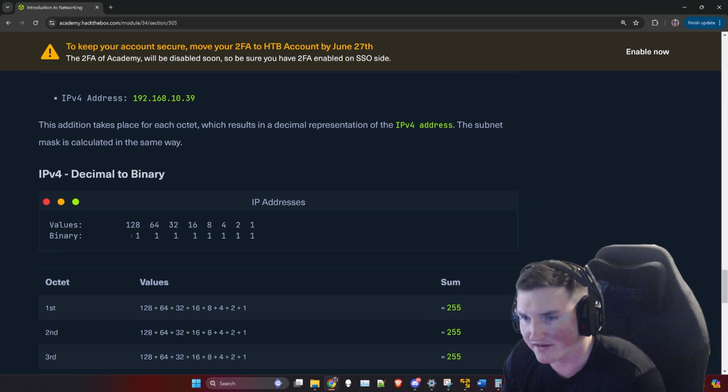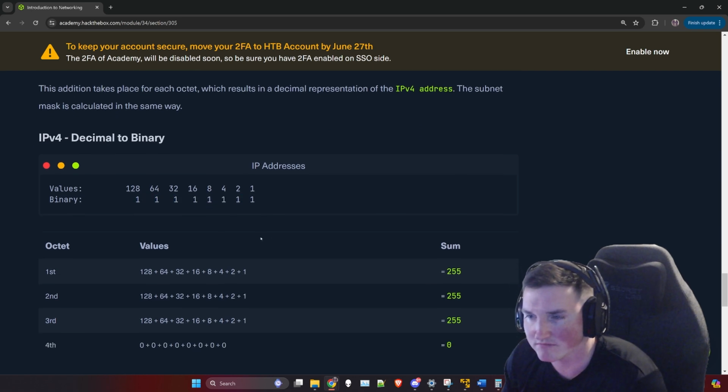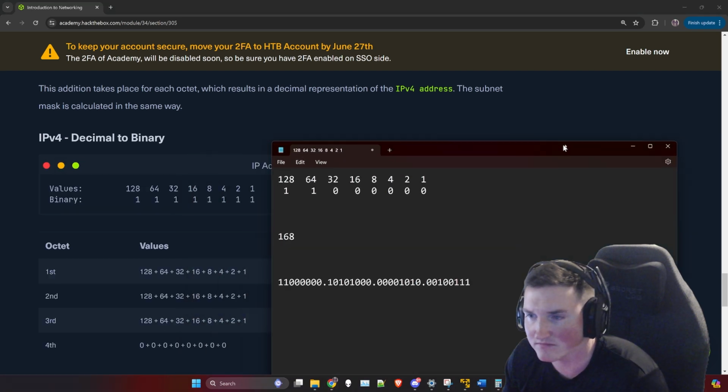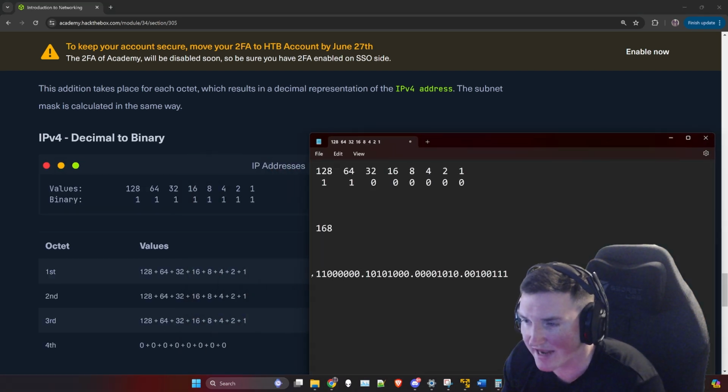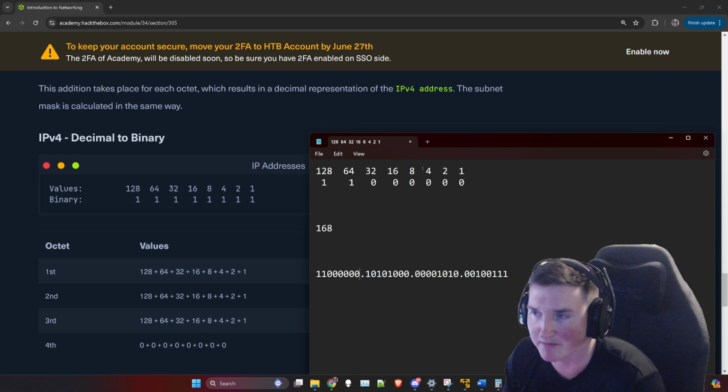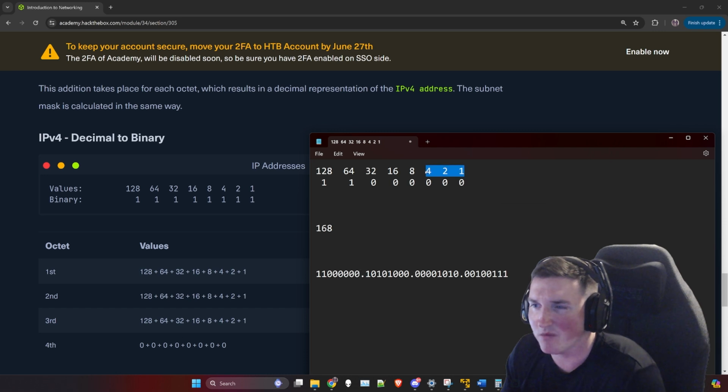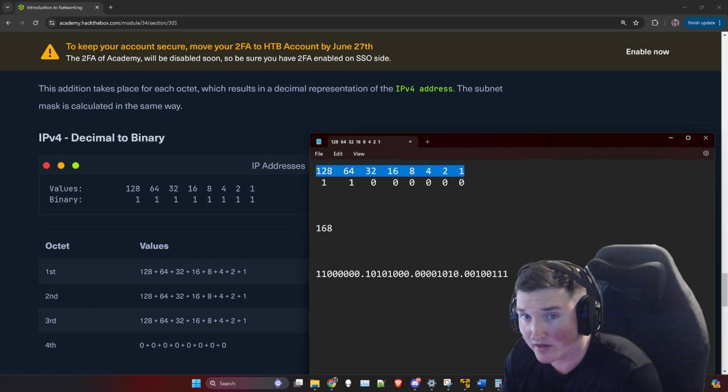Okay, so if the binary value is 1, 1, 1, 1, all ones, you just add them up. Whatever the binary is, you just add them up. You just say 128 plus 64. That'll get you 192, right? That's the number.